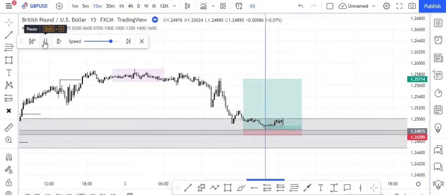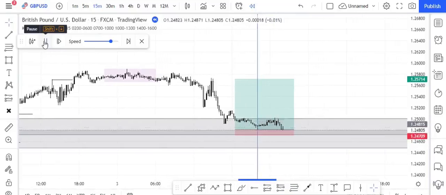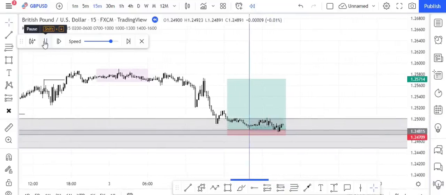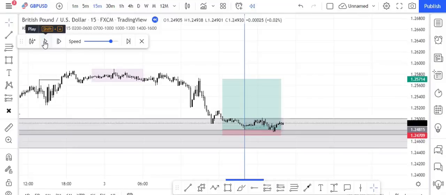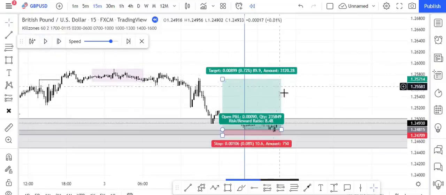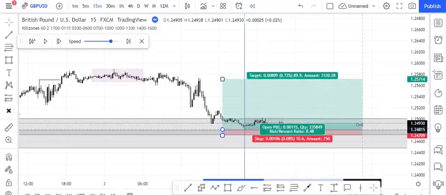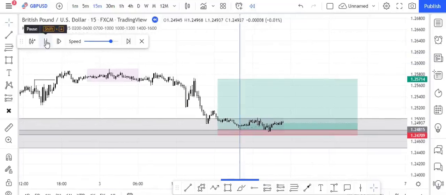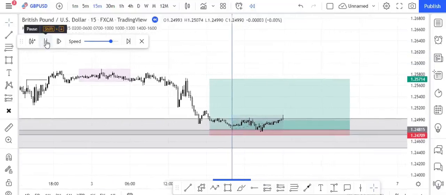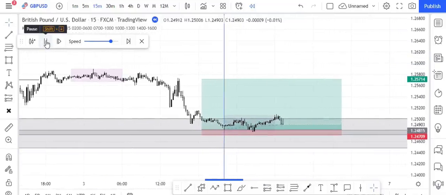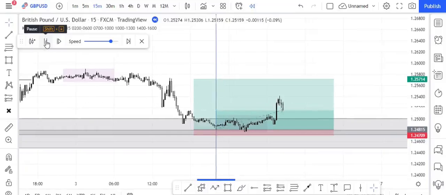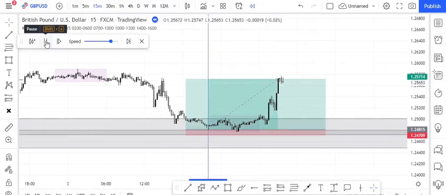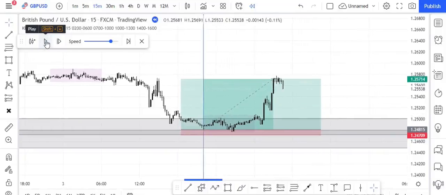It has tapped into our OB. Can you see that, guys? Coming back to tap into it. Now let me stretch this out. All right, so let's continue to play price. Can you see that, guys? It has tapped in, and it smashed our take profit easily.